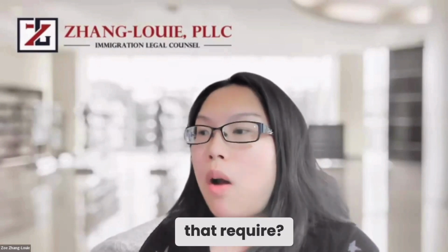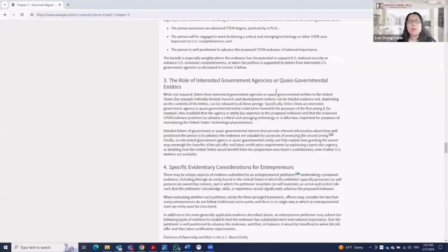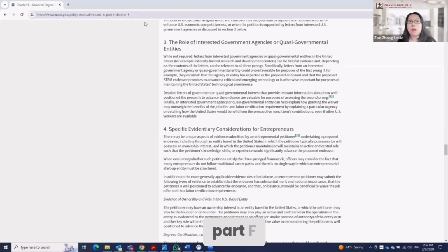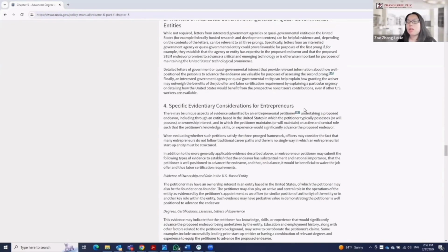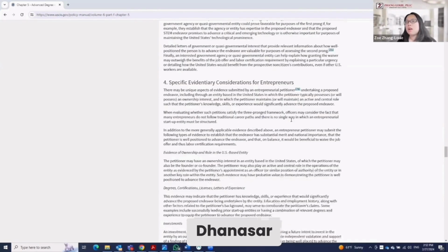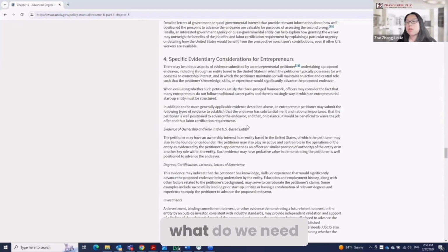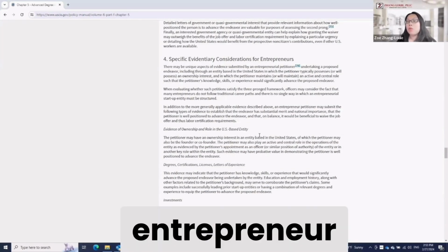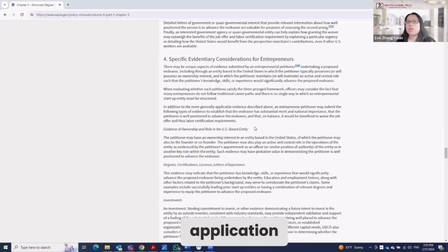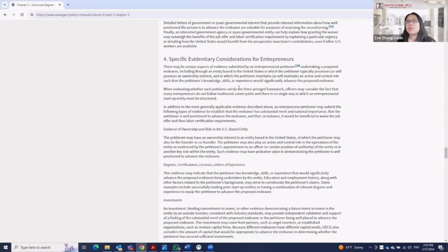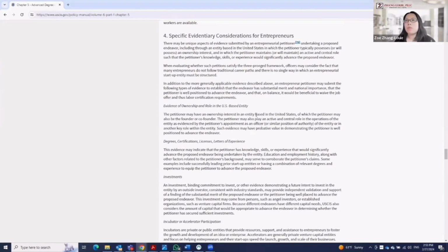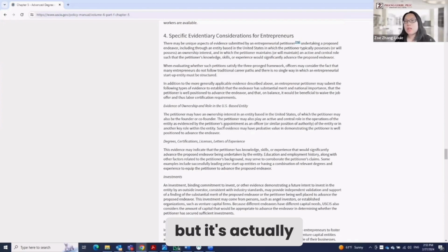And what does that require? We start with the Policy Manual, Volume 6, Part F, Chapter 5. It's essentially a clarification of matter of Dhanasar. Matter of Dhanasar provides the basic framework, but now what do we need to have an entrepreneur national interest waiver application approved? We go down to specific evidentiary considerations for entrepreneurs. It's detailed, but it's actually manageable when you break it down, right?